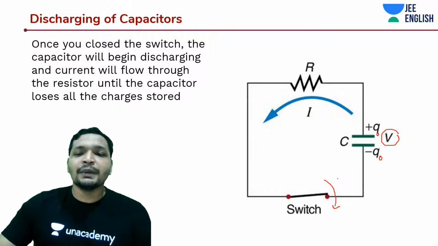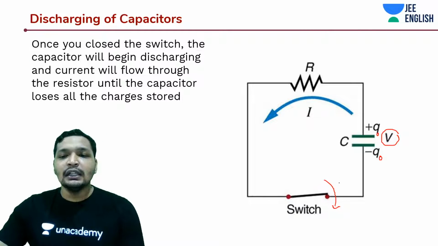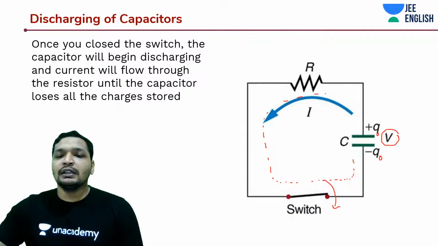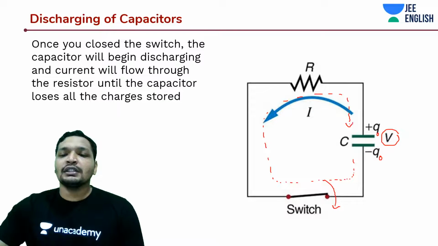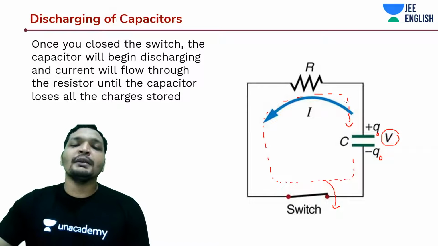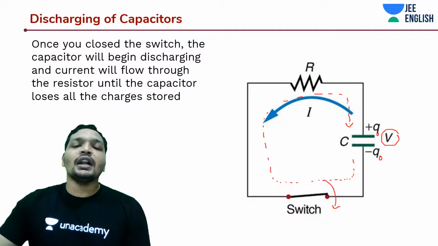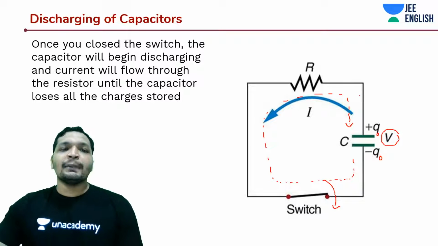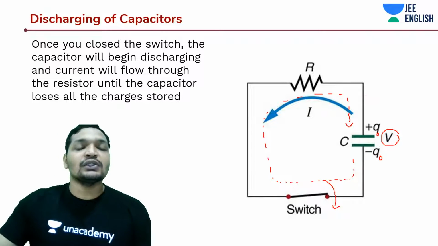And how would this current behave? The current would flow until these charges, actually it's going to be the electrons, flow from here, and ultimately there was a charge polarization. This current will flow until the charge polarization disappears. Once you have closed the switch, the capacitor will begin discharging. So this process is known as discharging.